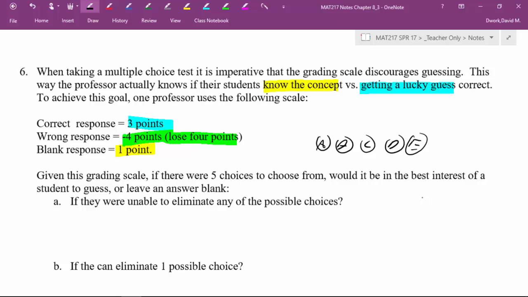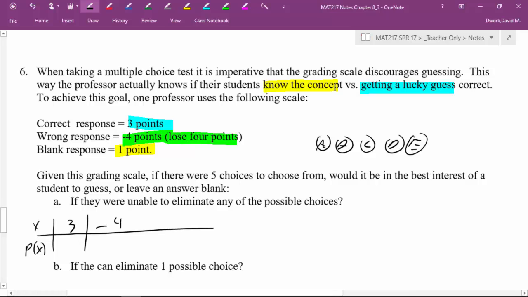Okay, so we're going to need to create a probability distribution table. And we're going to have to think about the different possible outcomes. Now, the outcomes are either I could get a wrong answer or a right answer, right? Now, that is if I'm guessing. I'm making the assumption I'm guessing. So if I get it right, I'm going to get 3 points. If I get it wrong, I'm going to lose 4 points.